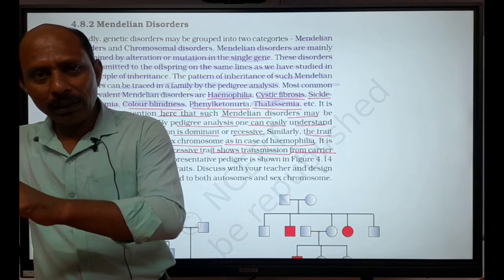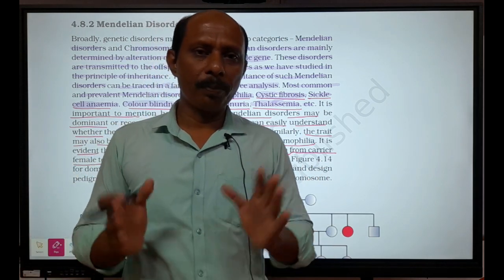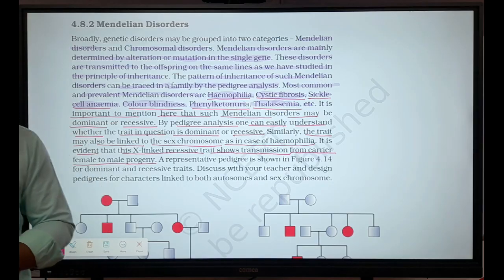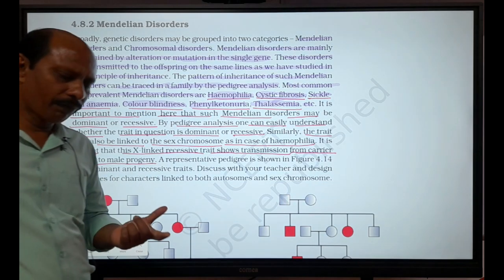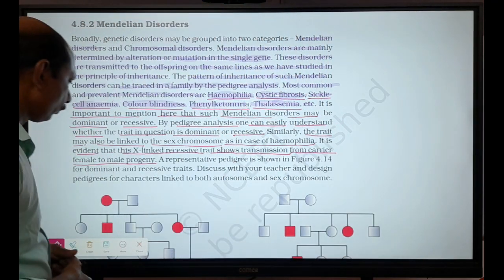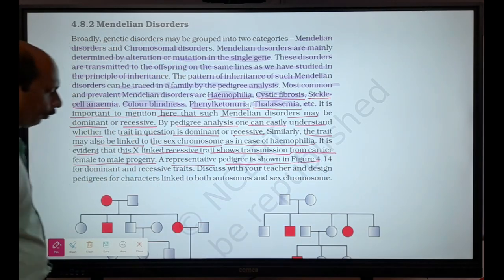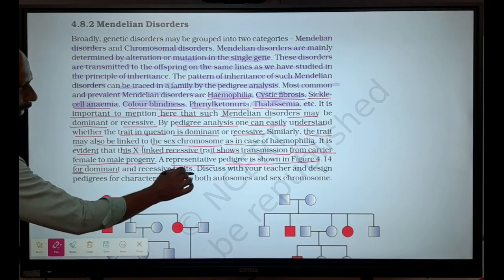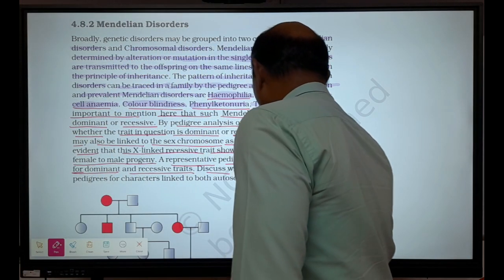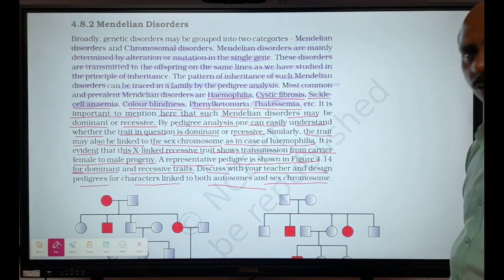That means if the mother is a carrier, there is a 50% possibility of an affected son, right? If the mother is affected, that means 100% of sons are affected. Okay. A representative pedigree is shown in figure 4.14 for dominant and recessive traits. Discuss with your teacher and design pedigrees for characters linked to both autosomes and sex chromosomes, right?